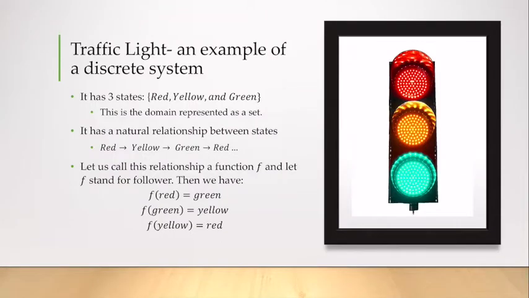A traffic light is an amazing example of a discrete system. A traffic light has three distinct values, right? It can be red, it can be yellow, or it can be green, okay? And I can write this as a set for these three objects: just red, yellow, green. It also already kind of has a function defined on it, right? It has a natural relationship between the elements of our domain.